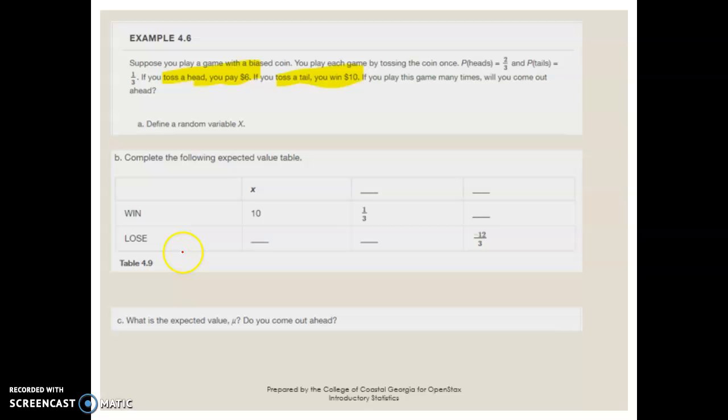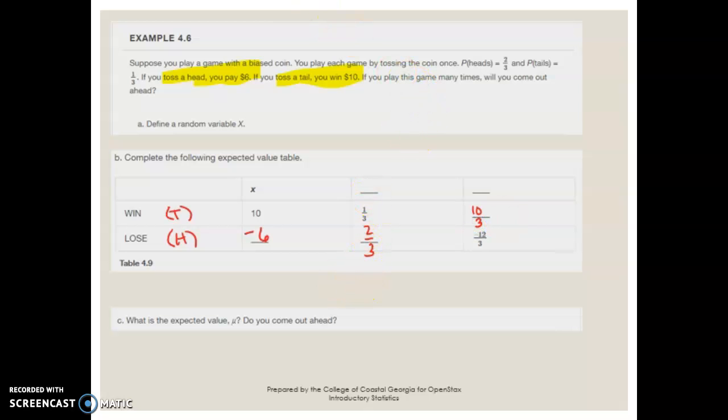So you've got a win or a loss. A win is $10. A loss is a negative $6. This win is a tail, and the lose is a head. So the probability of heads is 2/3. The probability of tails is 1/3. So this is 10 times that 1/3, or 10/3.